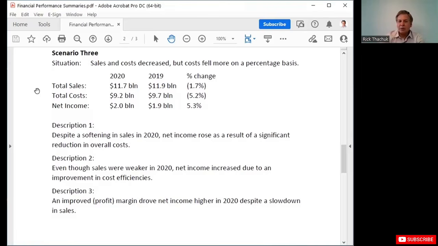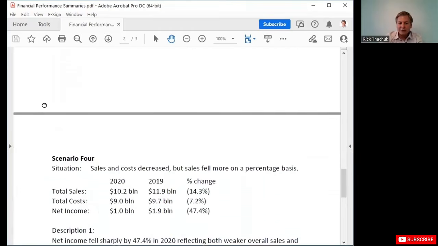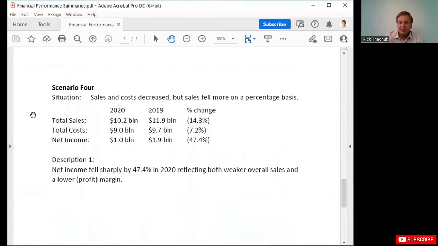Okay, we've looked at almost all possible scenarios. There's only one left, scenario four. Take a look at it here. Here again, we start off the same. In 2019, there's no change. Things in 2020 look a little bleak. We see sales fell 14.3% to 10.2 billion. Costs were also down 7.2% to 9 billion.